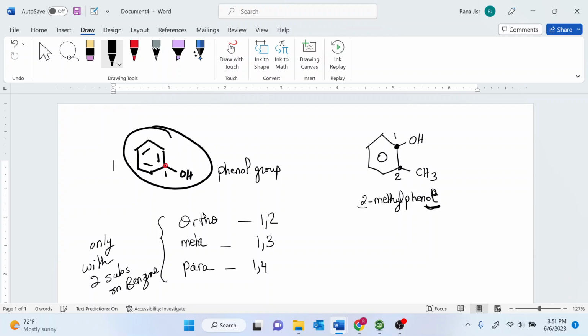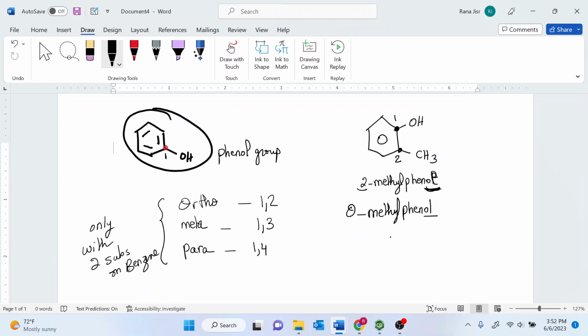So if my substituents are on carbons 1 and 2, then I can use the term ortho instead of using numbers. Now, instead of using the 2, and I know that the OH is 1, I'm going to write o, which is ortho, and then you continue the name as methyl phenol. In this case, I know that my OH is on carbon number 1, then definitely my methyl is on the second carbon.